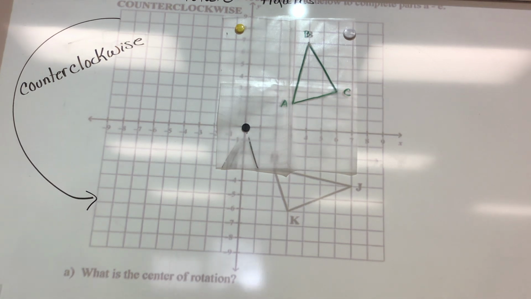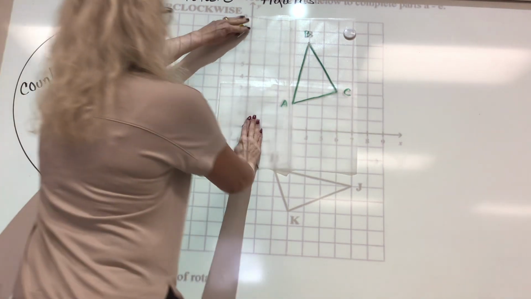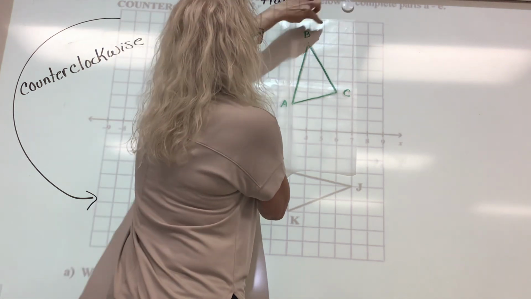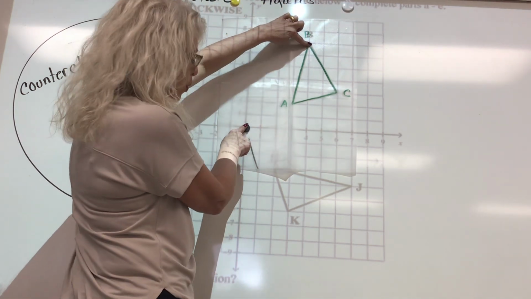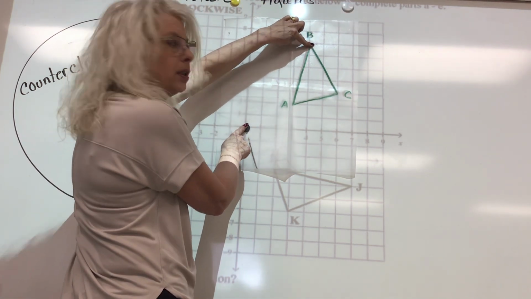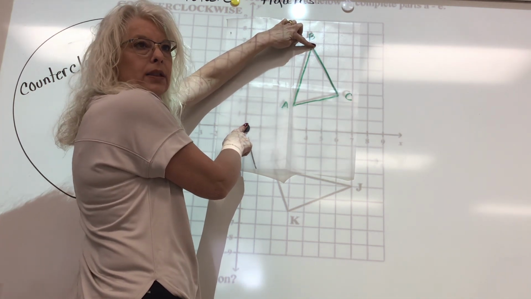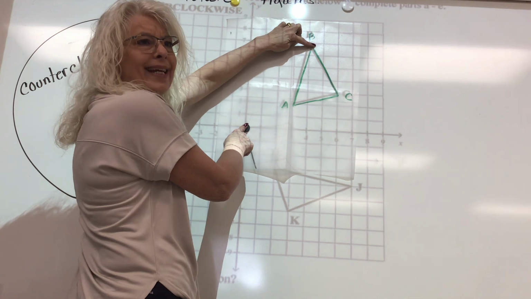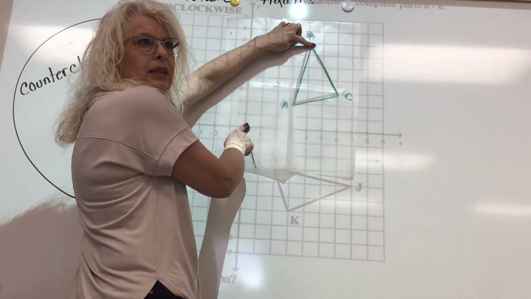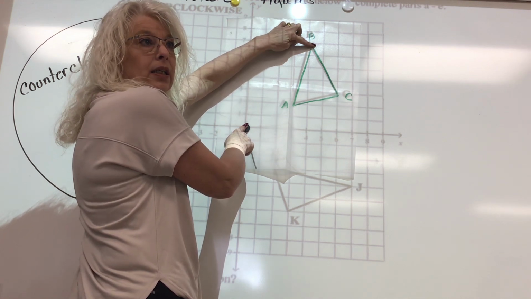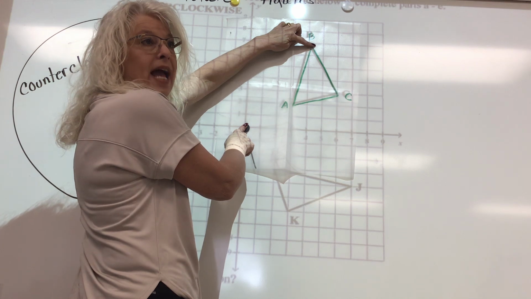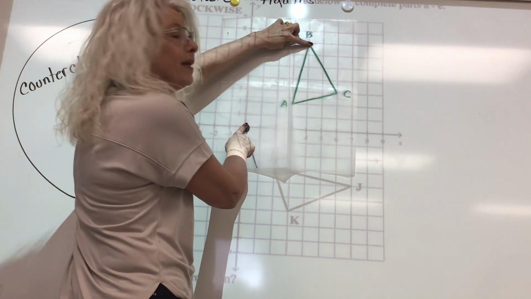So that's part B, and then part C says, what is the angle of rotation that rotates the pre-image to its image? So you need to figure out, if I rotate B, what's the image of B called? J. Which one is it? J. Look at part D. So the image of B is J.